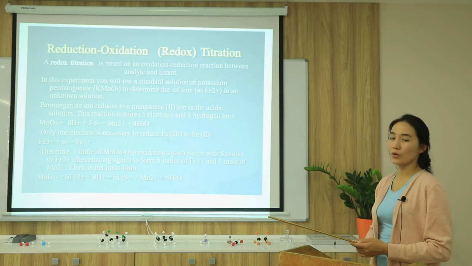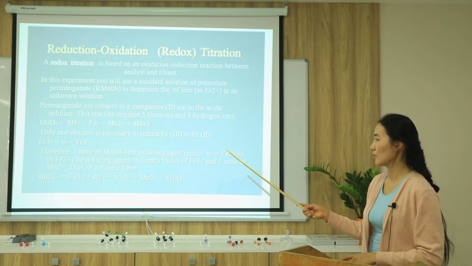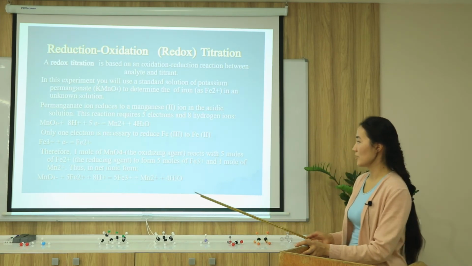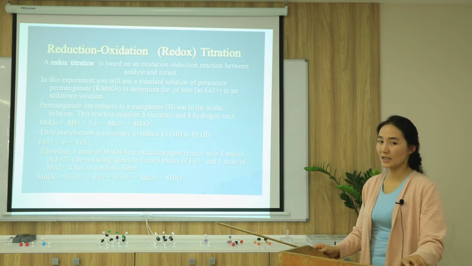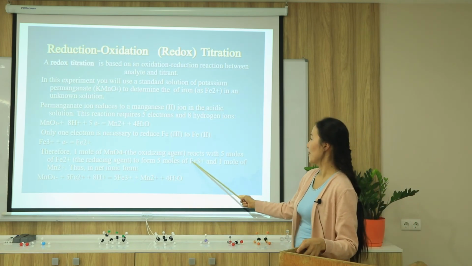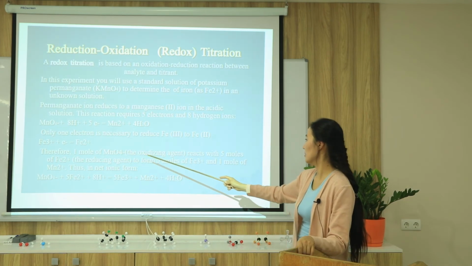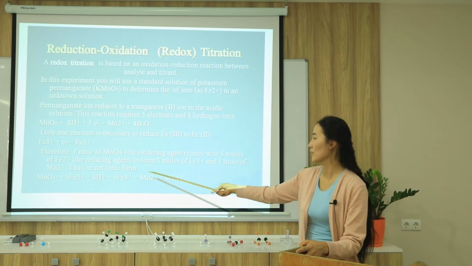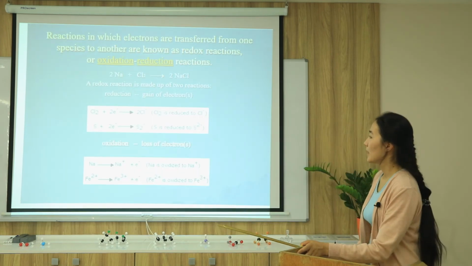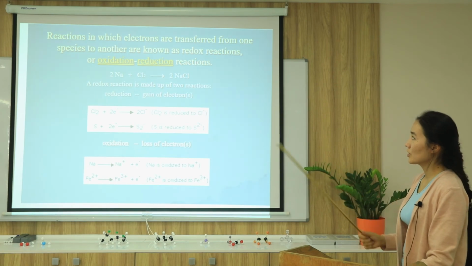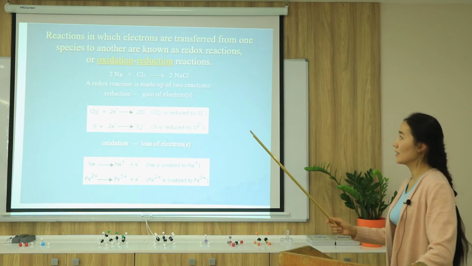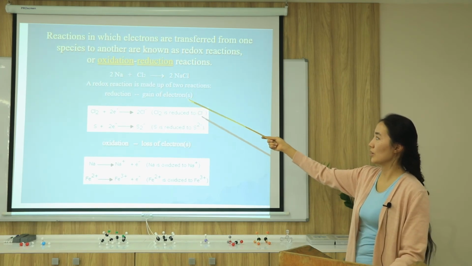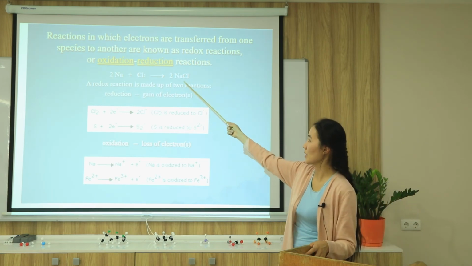Therefore, 1 mole of permanganate, working as an oxidizing agent, reacts with 5 moles of the reducing agent. Here you can see that it forms moles of iron 3+ ion and 1 mole of manganese 2+, in net ionic form like this. Also, reactions in which electrons are transferred from one species to another are known as redox reactions or oxidation reduction reactions, for example from sodium to the chloride ion, giving sodium chloride salt.